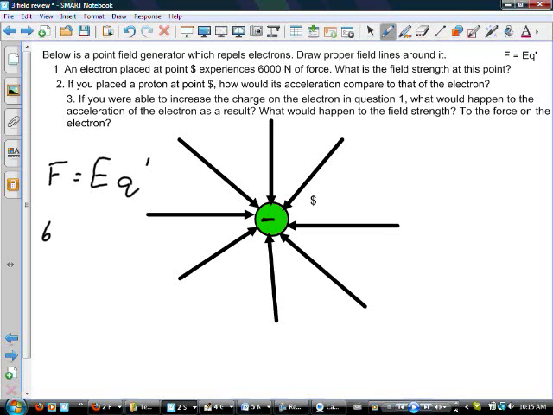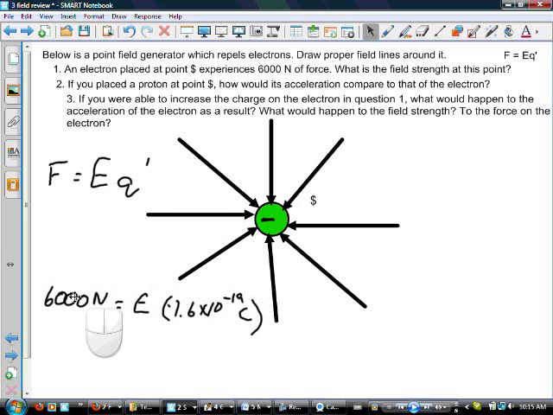F is 6,000 newtons. E is what we're trying to figure out. We want to know what the field strength is at that particular point. And Q is the electron, so that's the charge on an electron, which is 1.6 times 10 to the negative 19 coulombs. Negative 1.6. It's the size of the charge that really matters there.